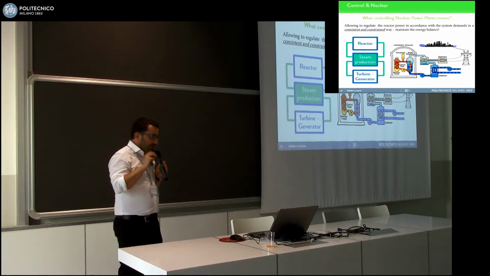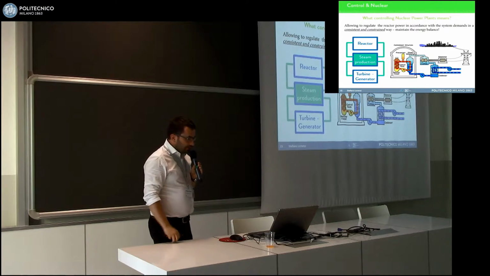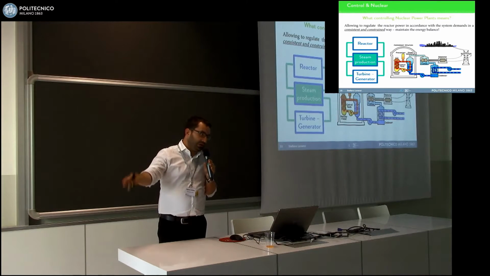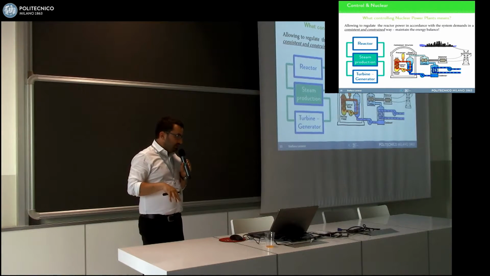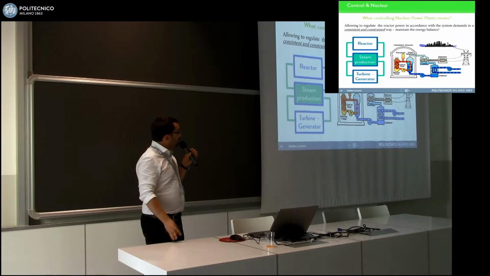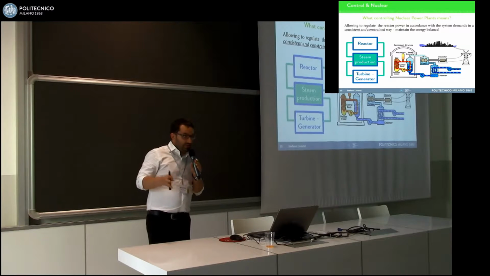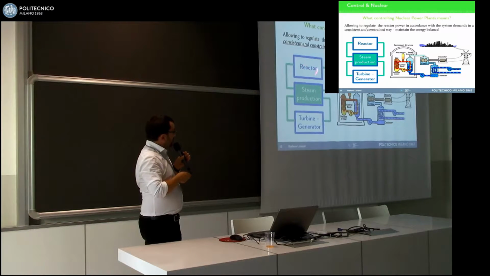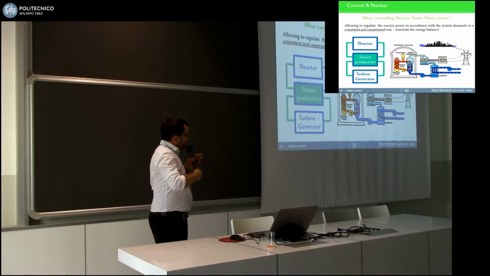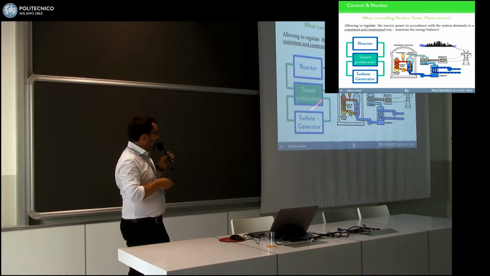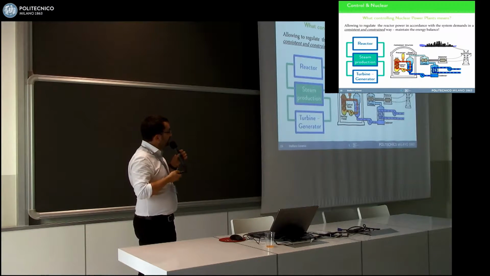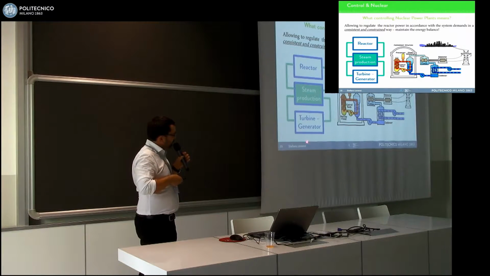We want to regulate. The main aim in nuclear power plants is to regulate the reactor power according to the system demands, which come from the electrical grid or, for example, the regulatory body, in a consistent and constrained way. We have to maintain the energy balance between all the several loops that characterize the plant. Here the energy comes from the nuclear fuel and is delivered to a coolant. Here we have the steam production, and then we have the turbine and the generator.